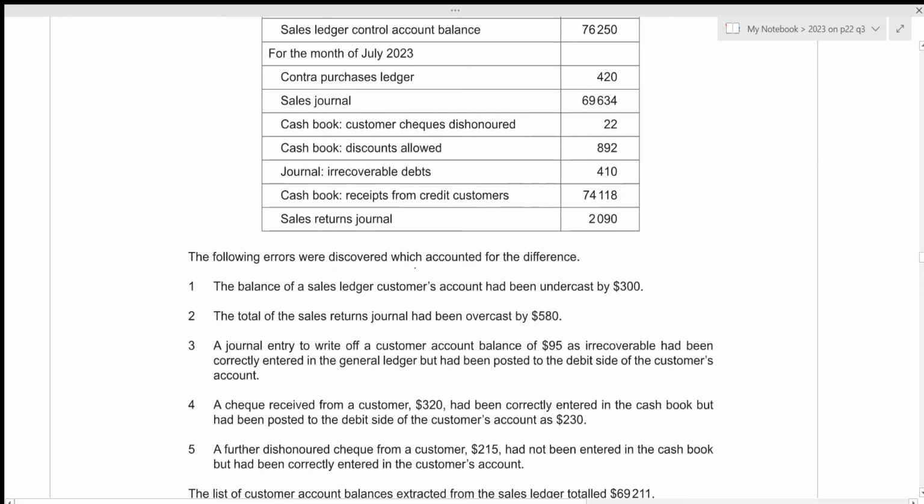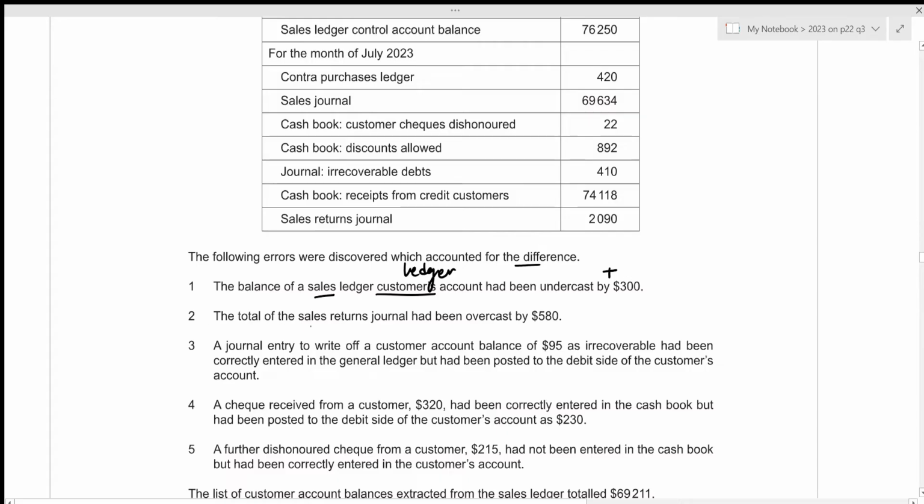The following errors were discovered which accounted for the difference. The balance of a sales ledger customer's account, which means that this will have an effect into the ledger account, not the sales ledger control account. And it had been undercast by 300. We're talking about sales ledger customer's account, which had been undercast, which means that our sales is being understated within our sales ledger. So we just have to add this 300 to our sales ledger balances.